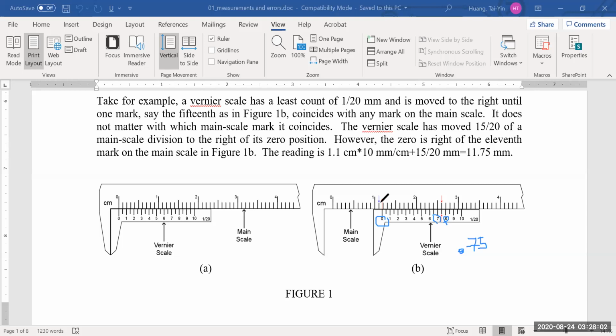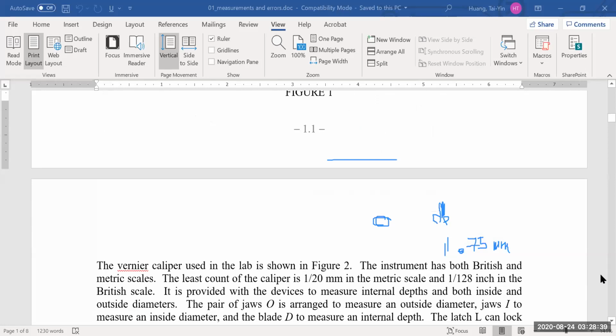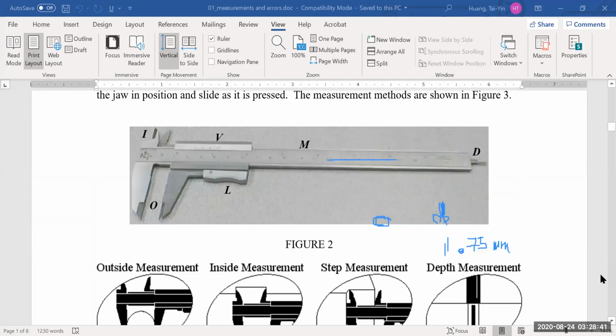The zero is between 1.1 centimeters and 1.2 centimeters. So it is 1.1 multiplied by 10. So that together is 11. So you have 11.75, and the unit is millimeters. Okay, so that's basically in practice how you read off from the vernier scale. Just identify the zero, identify which one aligns the best with the main scale. All right, so that is how to use the vernier scale, and then let's look at measurements. Now we know that when you have a measurement, usually you don't just measure it once.